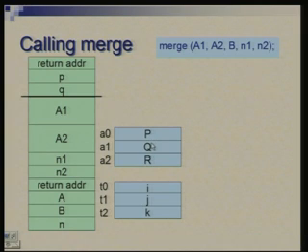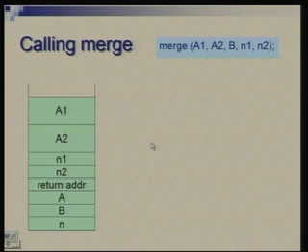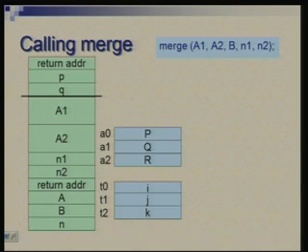So, this is the effect which we want to achieve: starting with this, this is where the stack is at the moment, and execution of this call should result in creation of one additional activation record on top of the stack and filling up of the registers with appropriate values. So, let us see how this is done.